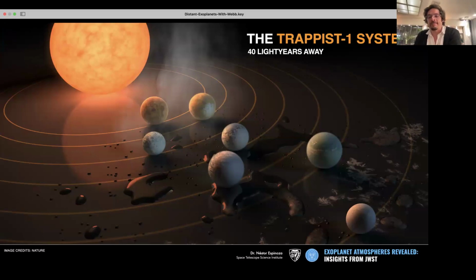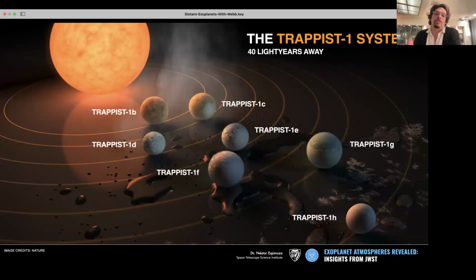There's another part that has fascinated a lot of people. And of course, sorry, before we go into that, these planets have names which are boring. They have codes depending on which ones were detected first, so TRAPPIST-1b, C, D, E, F, G, H in distance from the star.